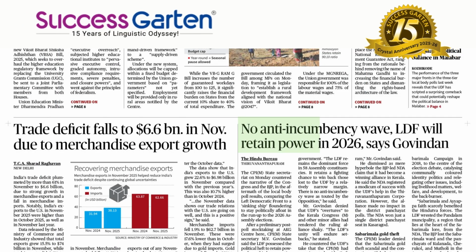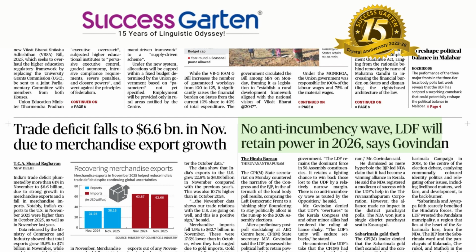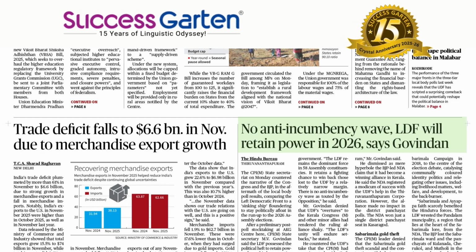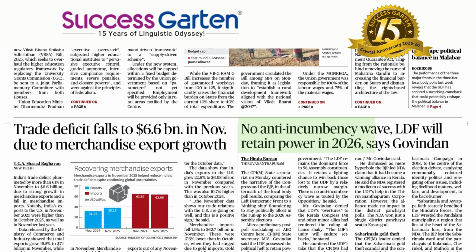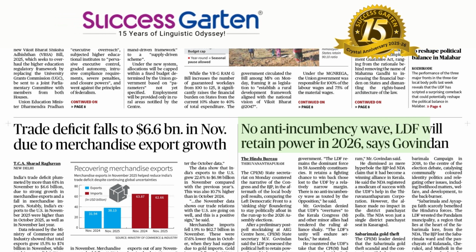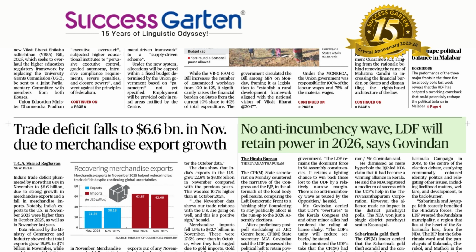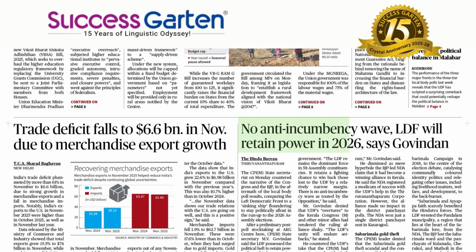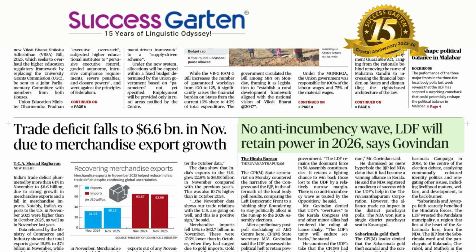No anti-incumbency wave. LDF will retain power in 2026, says Govindan. It's a comment by CPM State Secretary Mr. Govindan. No anti, A-N-T-I. As you know, anti is a very powerful prefix. Anti means against something. Anti-incumbency, I-N-C-U-M-B-E-N-C-Y. So as we know, such endings must be nouns. Incumbency, the R sound is very prominent. Incumbency, accent falls on the second syllable. So it is talking about those who are in power or those who are active. Incumbency, the period during which someone is holding an official position. Anti-incumbency wave. That is a very interesting phrase.